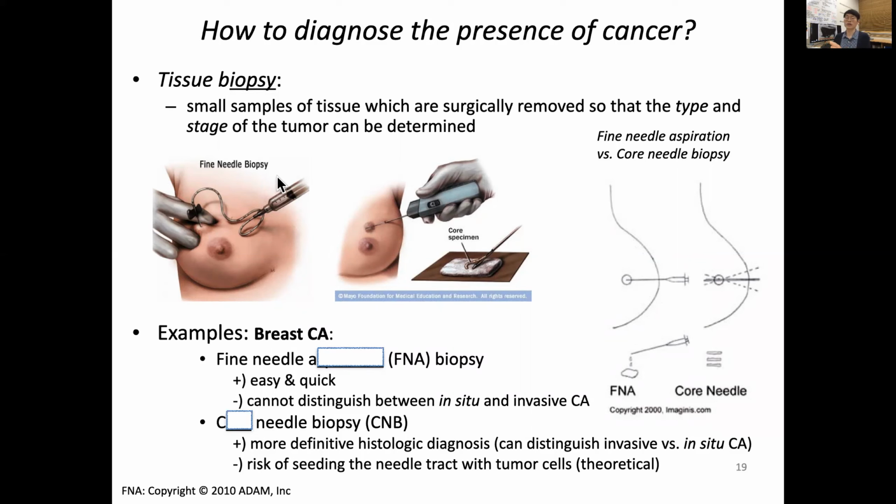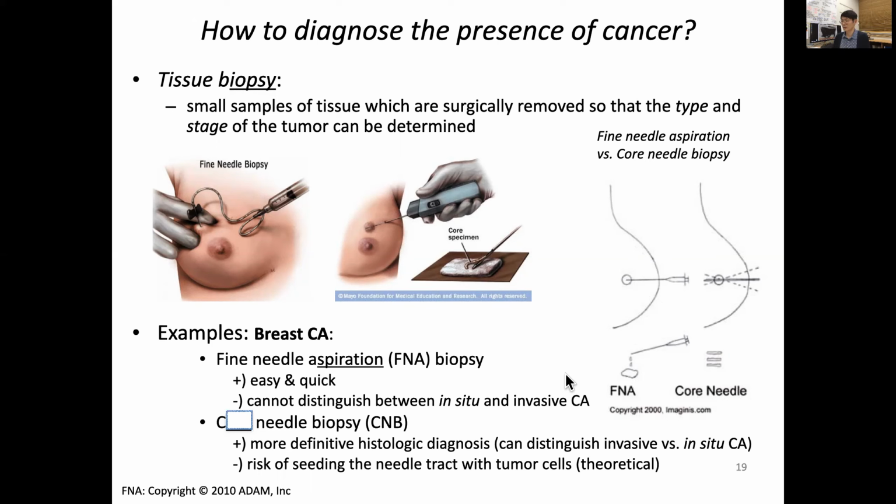So here I brought some examples, especially for diagnosing breast cancer. Let's assume a lump was detected, or from mammography, there's a suspicious lesion. Then there are two different ways. The first is, you look at this flexible needle, and finally a needle goes into the lesion, and then we suck the cells out. That we call a fine needle aspiration, or FNA biopsy. This is rather easy and quick, and because it's aspiration, it sucks up the cells, and you spread them, and then you observe.